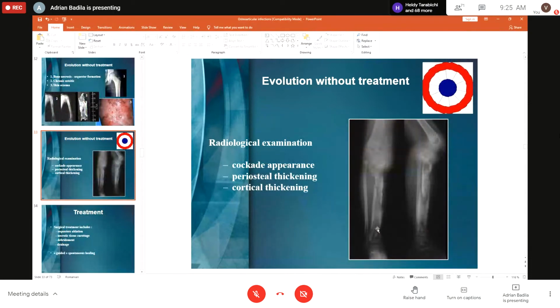Other radiological appearances are the image of a cocade. That means osteolysis and osteocondensation one around another. Periosteal thickening, like here, or best seen here. And cortical thickening.